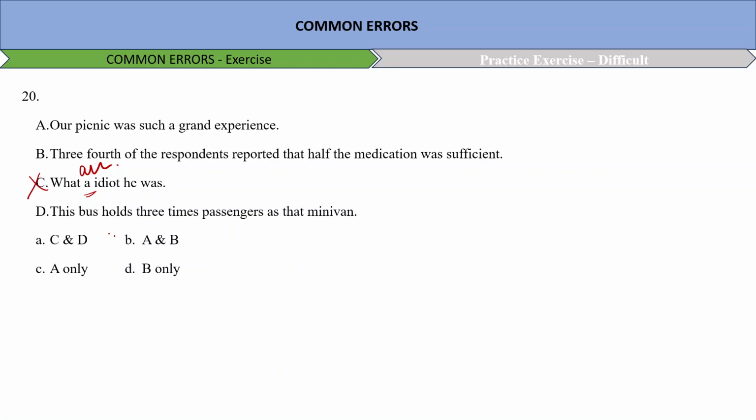This bus holds 3 times passengers as that minivan. Comparing, right? So the correct answer would be: this bus holds 3 times the passengers as that minivan. So option C, D is inappropriate, A and B are correct, which is option number B.